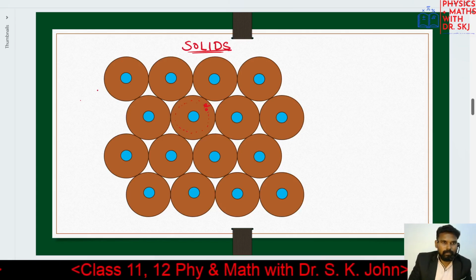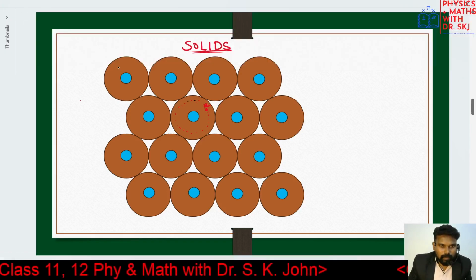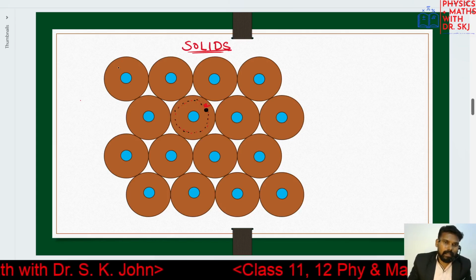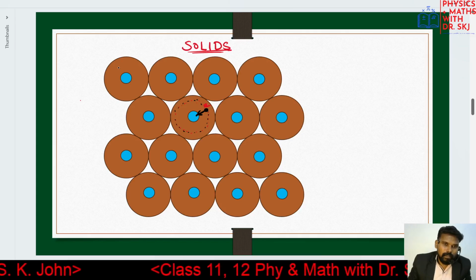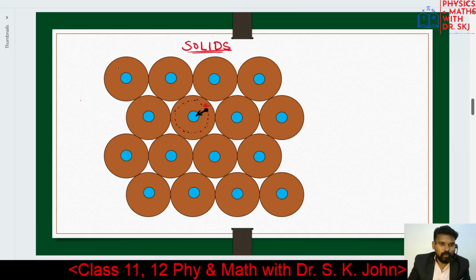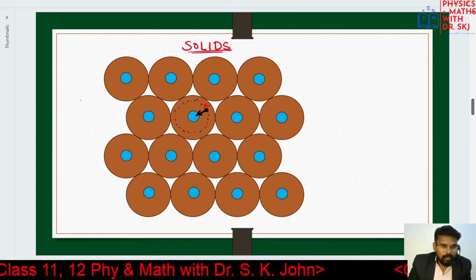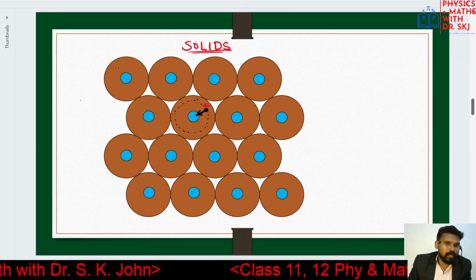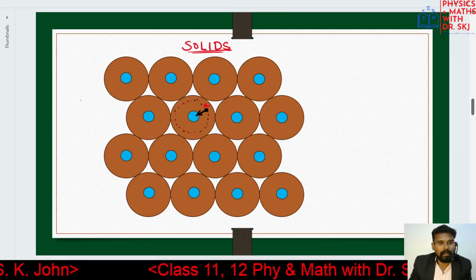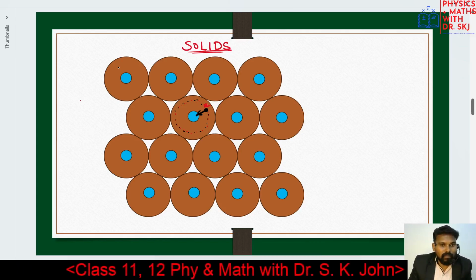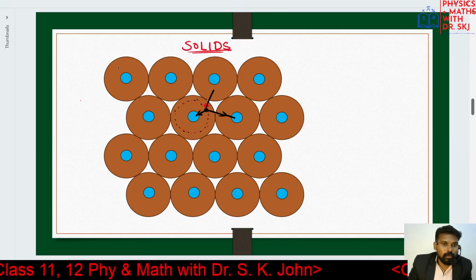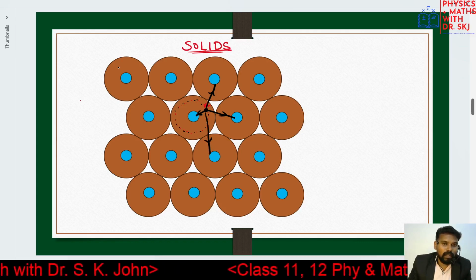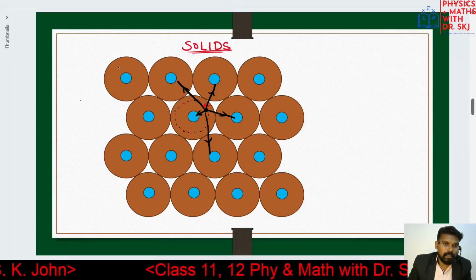Let me use another color so that you can see it very clearly. This is an electron. This electron is attracted by its nucleus, the nucleus of the same atom. But here there is a problem. Since the atoms in solids are closely packed, this electron will feel attraction from the neighboring nuclei also, the nuclei of neighboring atoms.